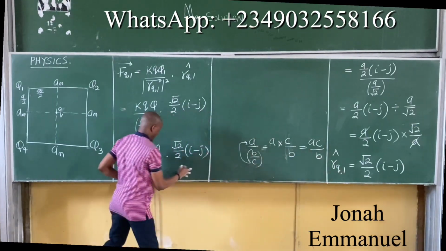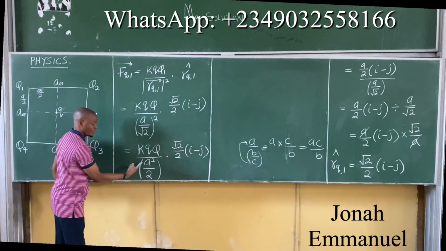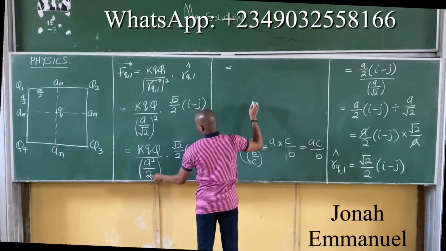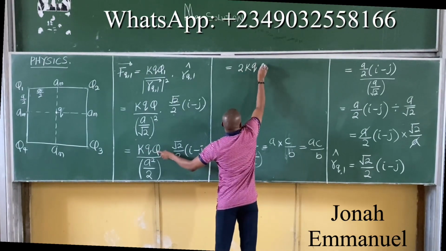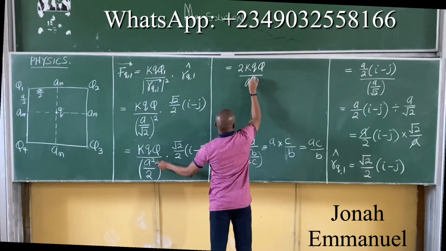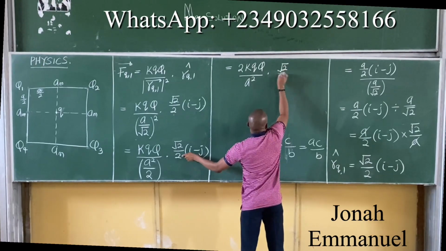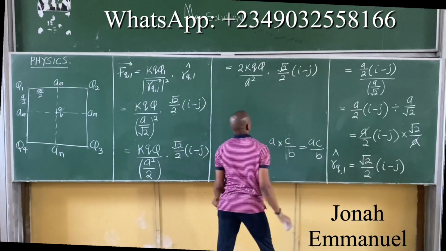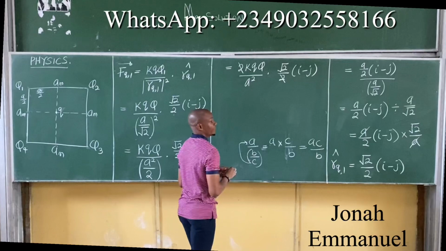Use this concept here. The same thing works here. That means it becomes this times this one here all over this. So if I solve this, it will be equal to this times this, which gives you 2 times 2k into q, all over this one here, that's a squared, and I have this root 2 all over 2 into i minus j. From here, obviously, this can cancel this, so it's off.